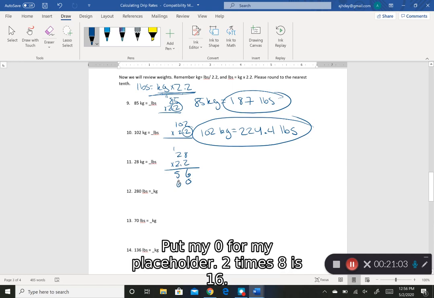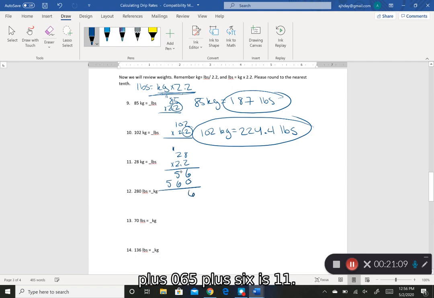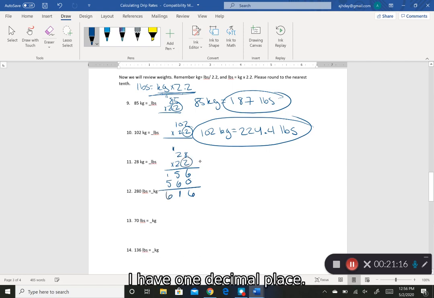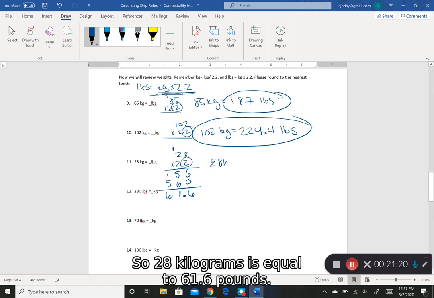2 times 8 is 16. 2 times 2 is 4, plus 1 is 5. 6 plus 0, 6. 5 plus 6 is 11. Carry over that 1. 1 plus 5 is 6. I have 1 decimal place in my problem, so I'm going to have 1 decimal place in my answer. So 28 kilograms is equal to 61.6 pounds.